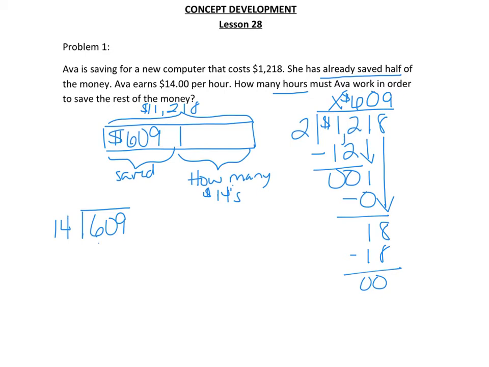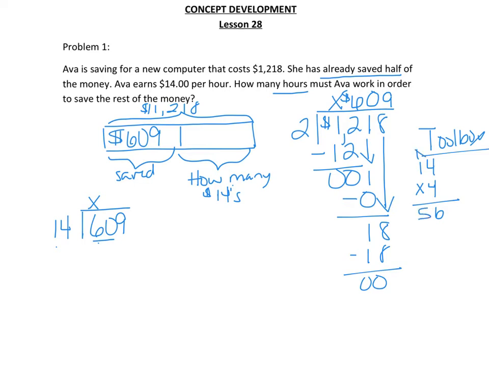So 6 divided by 14, I can't do. 6 is too tiny. 14 is too large. So now I think of 60. So how many 14s fit into 60? Well, let's do our toolbox. So I have 14. I'm going to act like it's 15. 15, 30, 45, 60. So let's try 4. 4 times 4, 16, carry the 10. 4 times 1 is 4, plus 1 is 5. 56 is really close to 60.